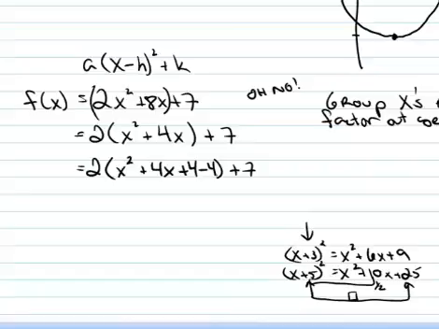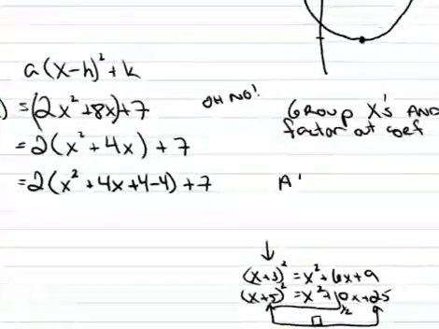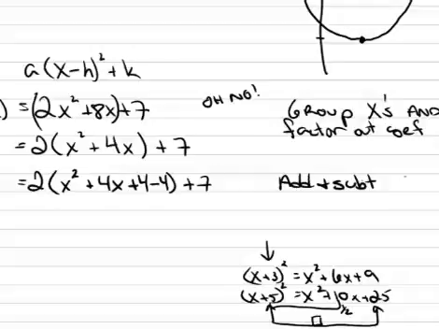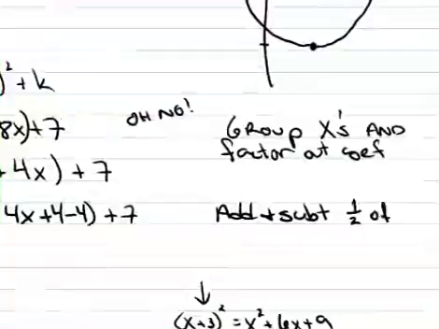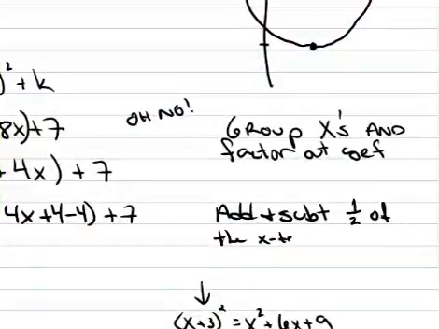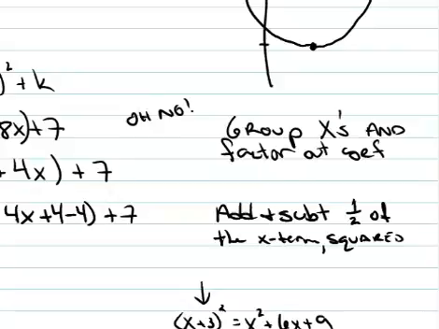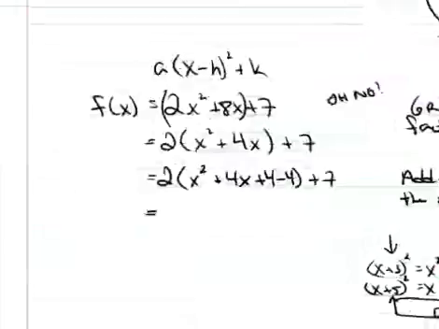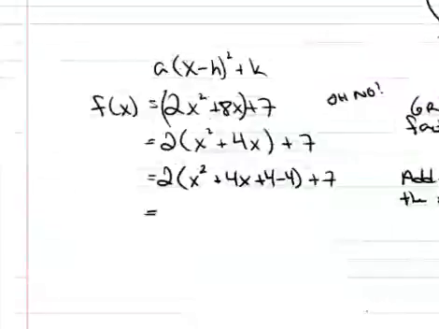Okay, so what we did was we added and subtracted 1/2 of the x term squared. 1/2 of the x term. The x term is 4. 1/2 of 4 is 2. 2 squared is 4. Okay. I'm going to have to get rid of my extra.